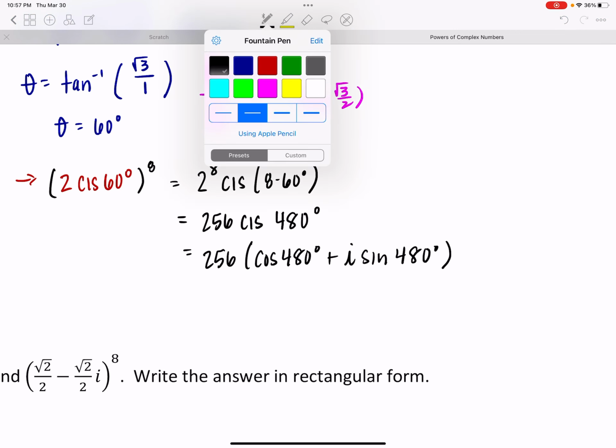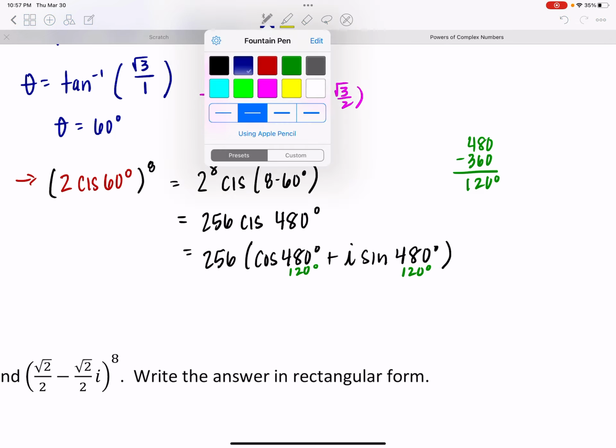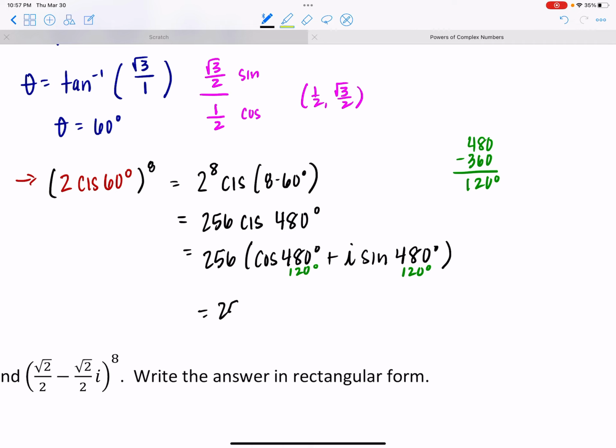So 480 is not explicitly on our unit circle, so I'm going to subtract 360 to get a coterminal angle that will hopefully be there. Yep, that's going to be 120 degrees. So this is the same as 120 degrees if we would prefer to see it in that form. In any case, I have to evaluate. So I am going to be looking at 256 times the cosine and sine at 120. So let me draw this out.